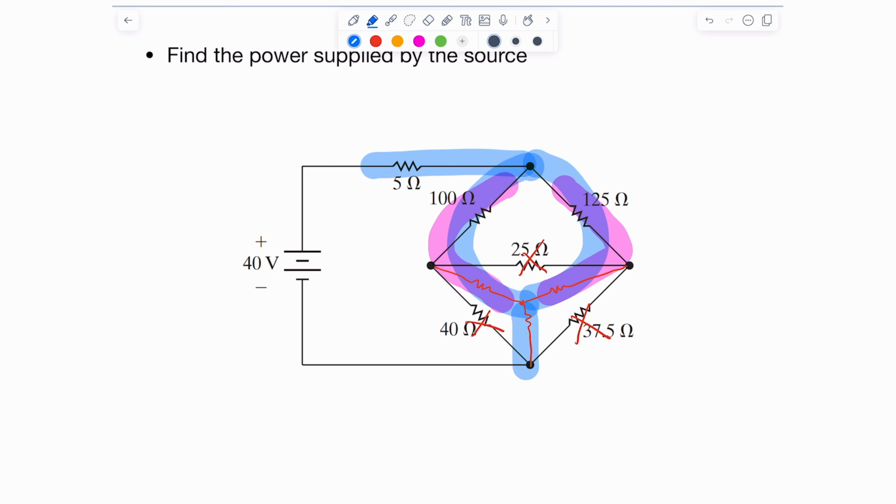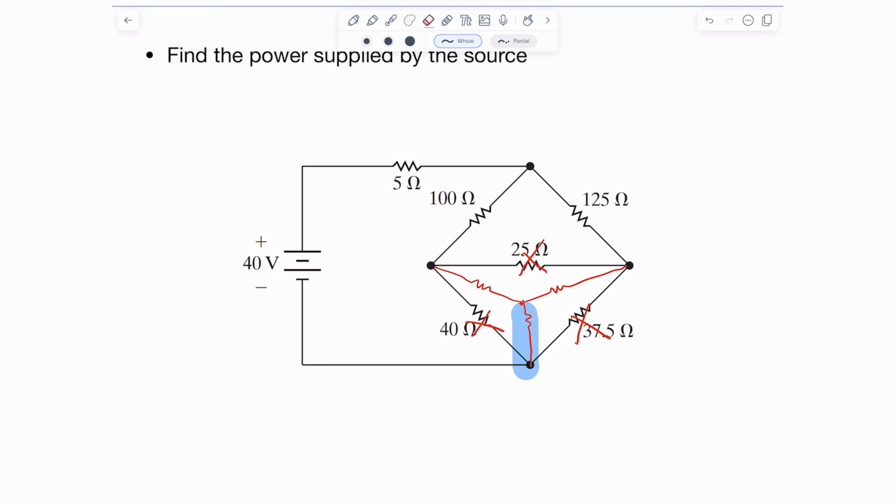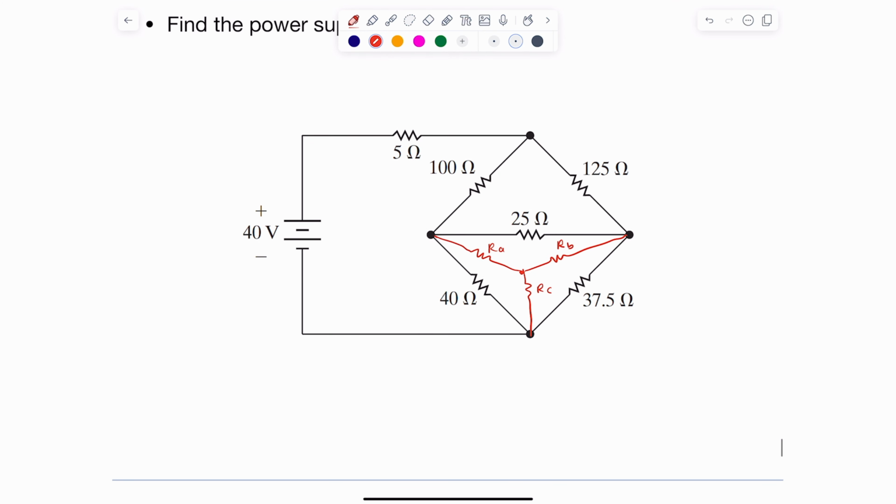All right, so let me take this approach. I recommend that you try some other approaches, pick some other deltas and some other Y's and see if they work. What I will do is call this one here RA, this will be my RB, this will be my RC, and I'll try to compute RA, RB, and RC. So again, here I'm converting a delta to a Y.